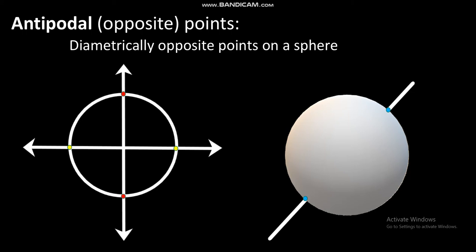And for the three-dimensional sphere, which is the two-dimensional unit sphere, the points where the diameter cuts the sphere will give you the antipodal points, which are marked here in blue.